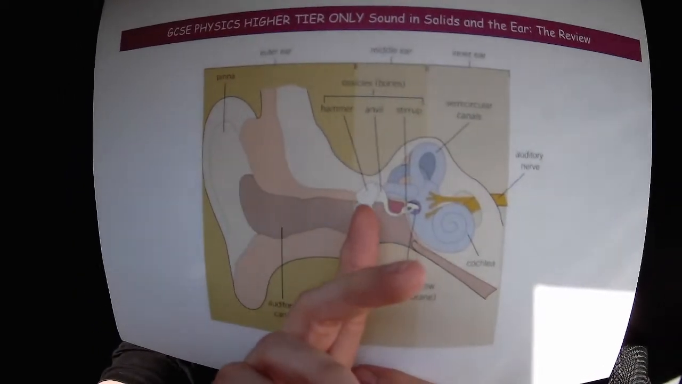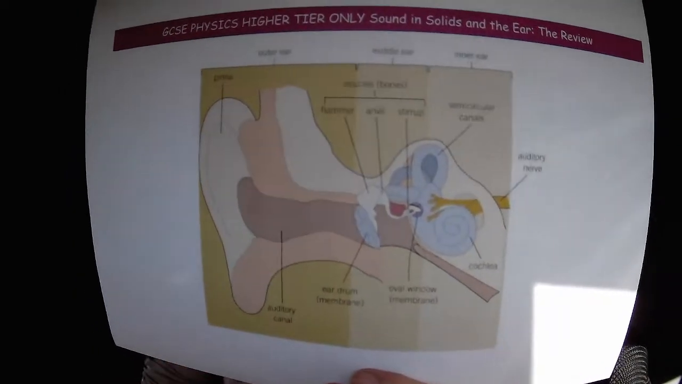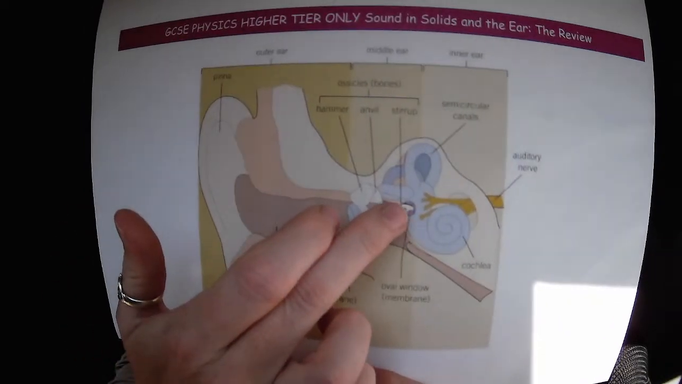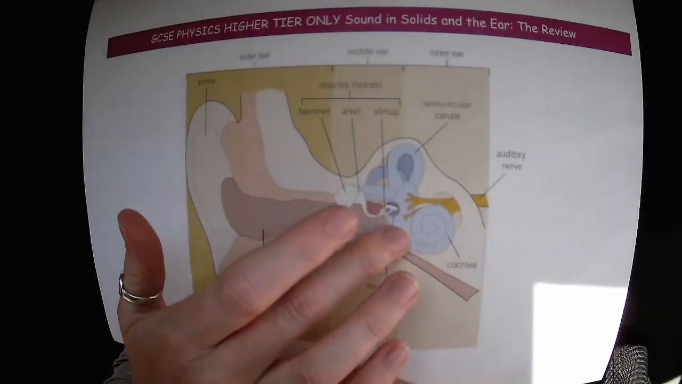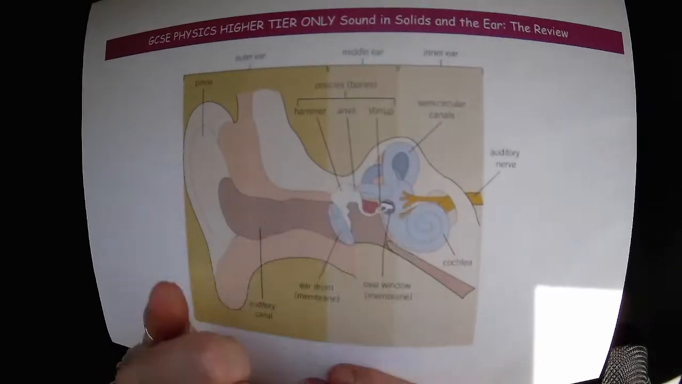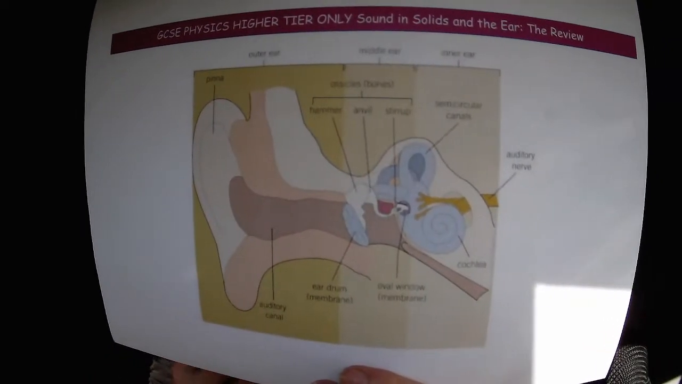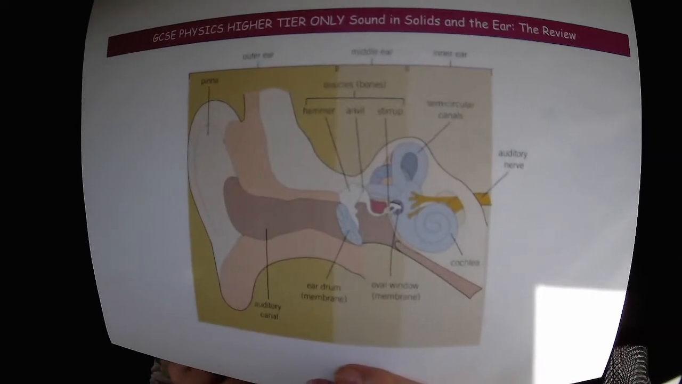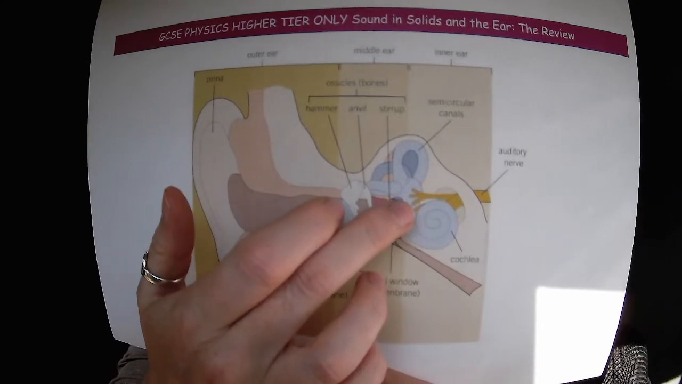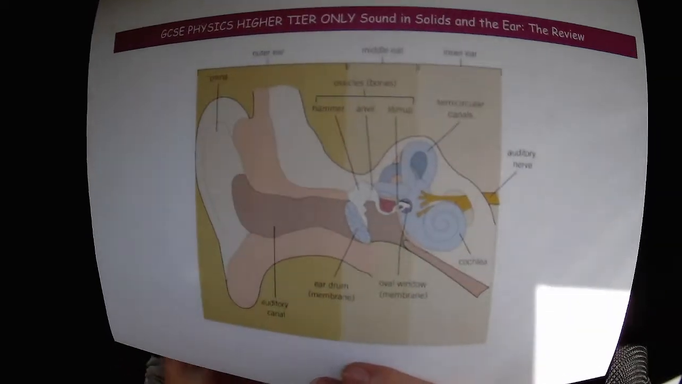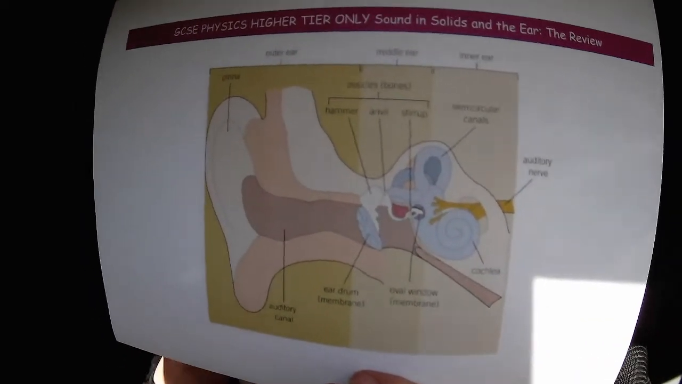So not only are they transmitting it, but they're amplifying it. They then pass that through the oval window, which is another membrane, into the fluid-filled cochlea. Now, within the cochlea, you've also got these tiny little hairs of different lengths, and so as the fluid is transmitting those vibrations, those hairs will also start to vibrate. Certain hairs will vibrate with certain frequencies.